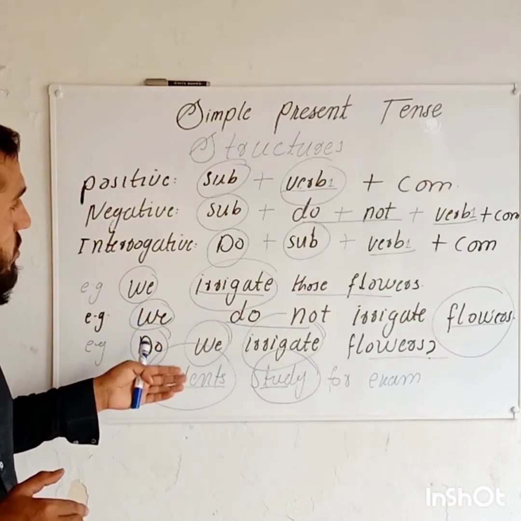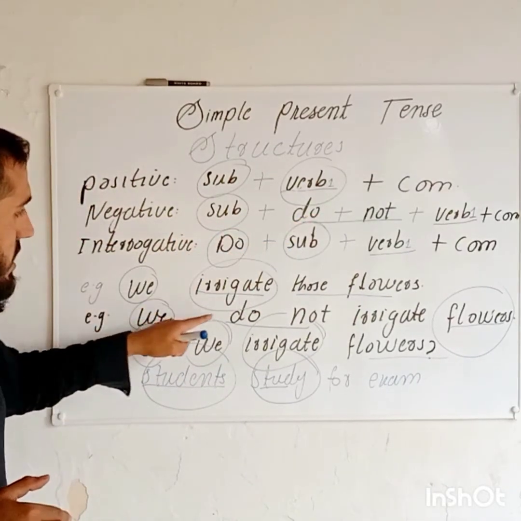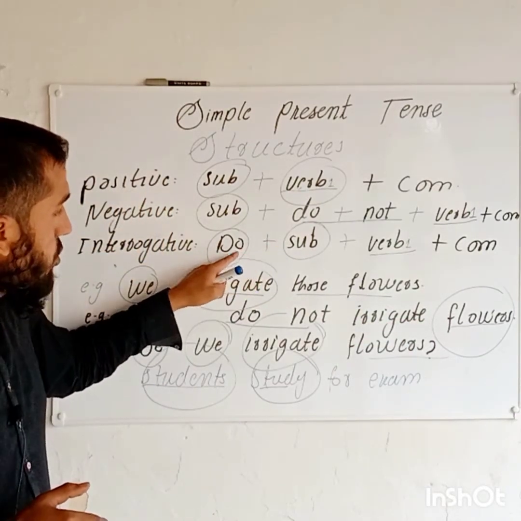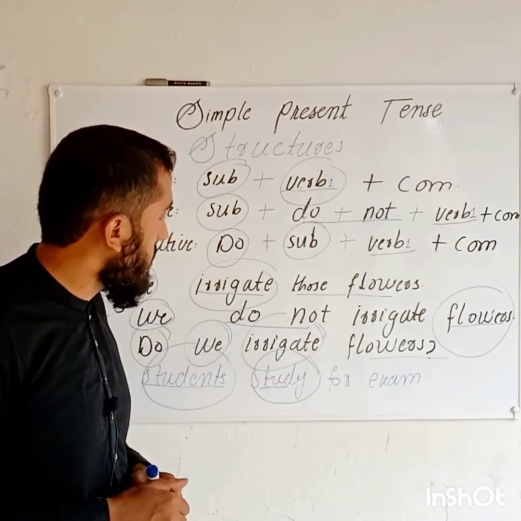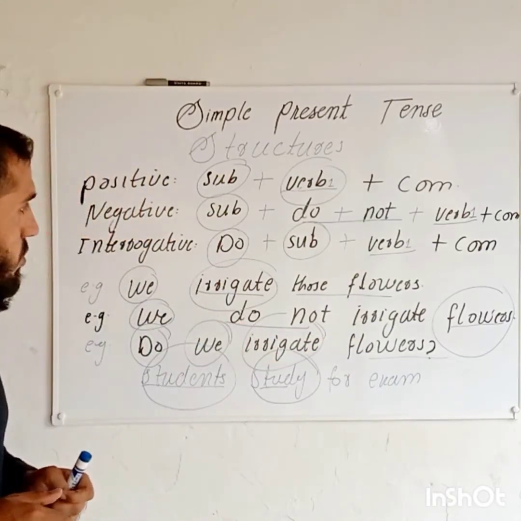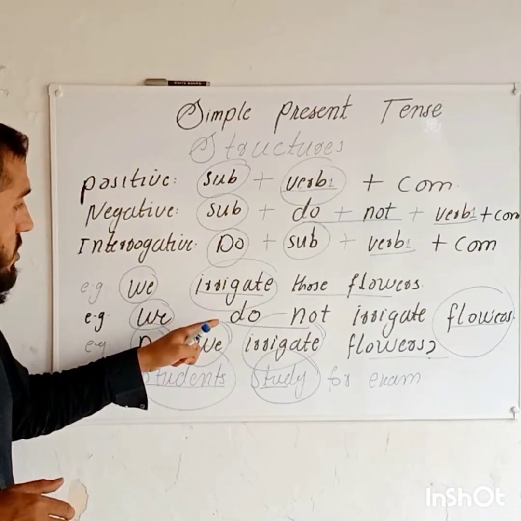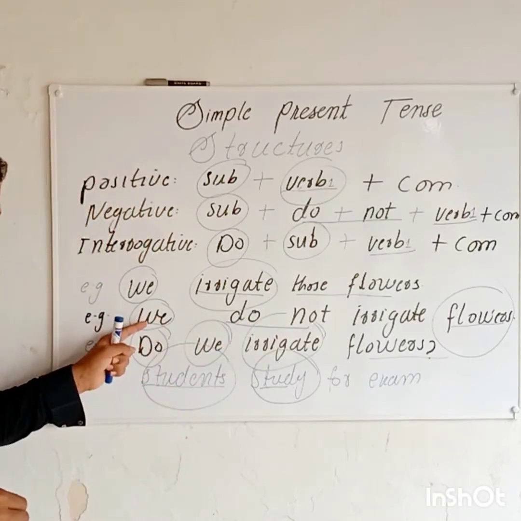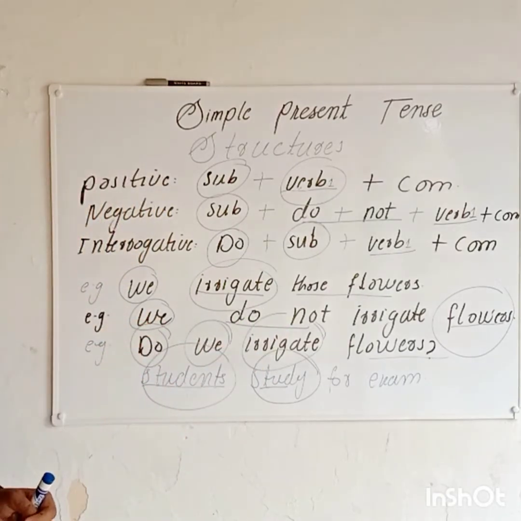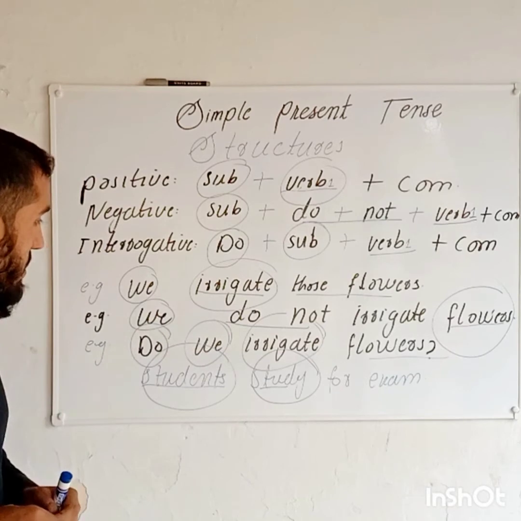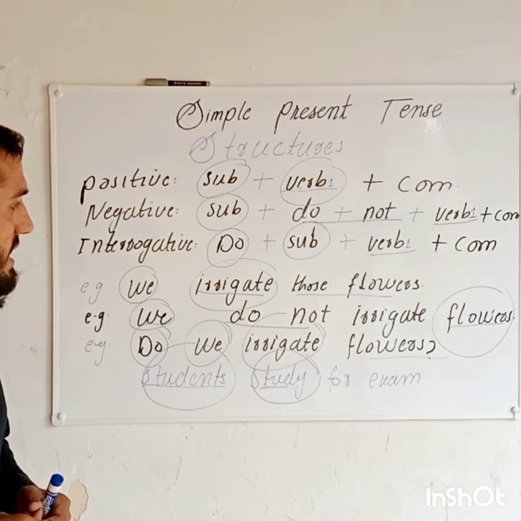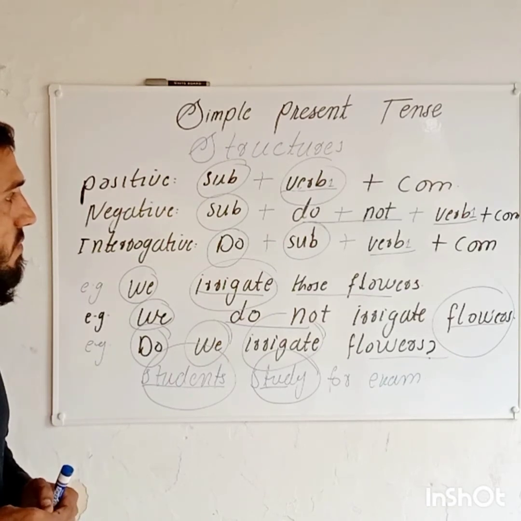Well, if you want to change this one into negative, then you need to follow the second structure. We do not irrigate flowers. For interrogative, you need to follow the last structure. Do we irrigate flowers? So these structures are used for plural nouns and pronouns. We cannot use does not or doesn't, because here we have a plural subject, and you cannot use does because here we have a plural subject. We is a plural subject, therefore we cannot use does or doesn't or S or ES with main verbs.